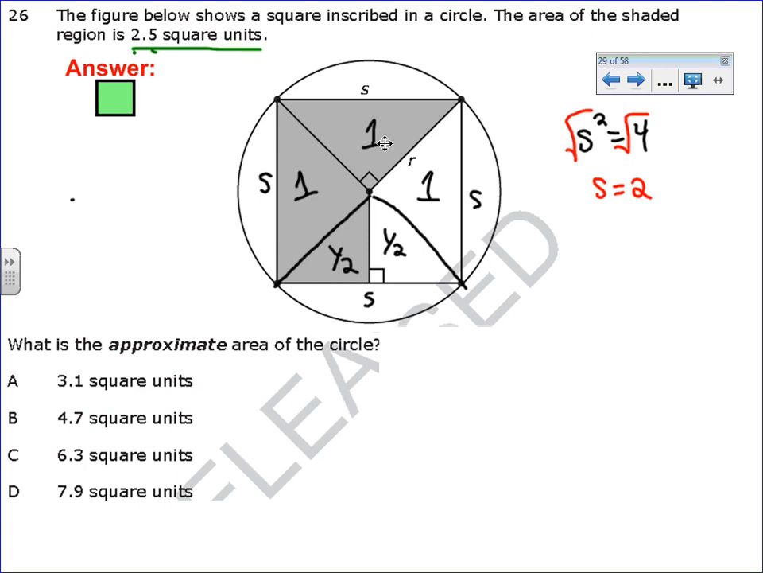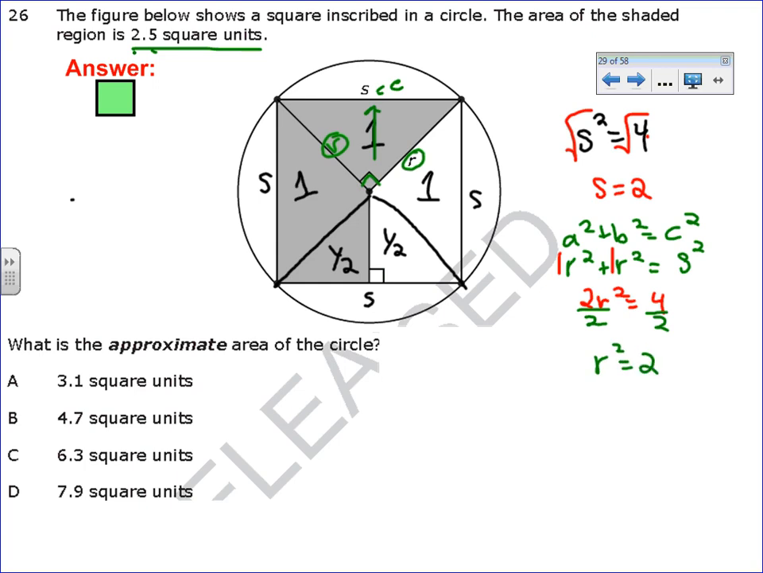The other thing I know is that this is a right triangle, because they're telling me it's a right triangle. So if this is R times R, I can find the hypotenuse, but I already know the hypotenuse is S, which is 2. So I've got A squared plus B squared equals C squared. Well, my A and B is R. So I've got R squared plus R squared equals S squared. But we already know S squared is 4. So 1R squared plus 1R squared, that's 2R squared equals 4. Now I need to solve for R, so divide by 2. R squared equals 2, which means that if I take the square root, R is equal to the square root of 2.